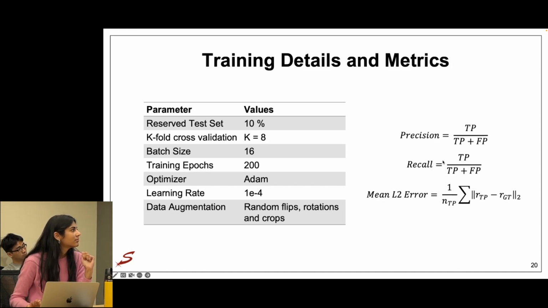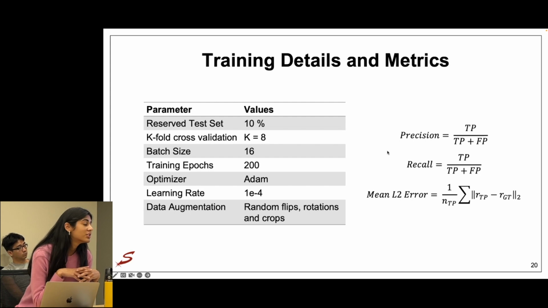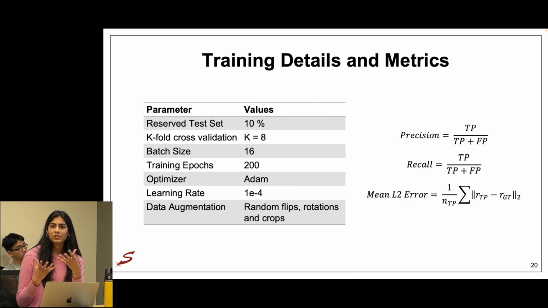This equation's wrong, but we'll fix that. The precision basically tells us, of the detections you made, how often were you accurate? And the recall tells us how many of the true signals you captured.